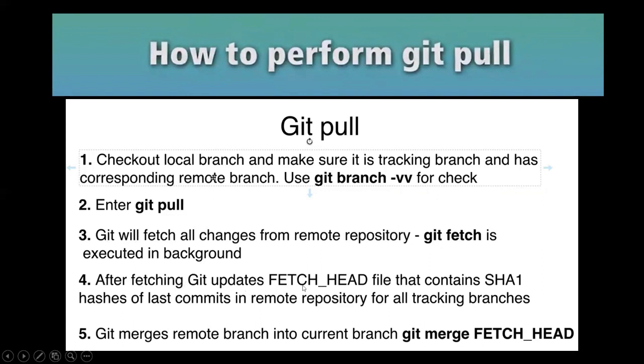After fetching, Git updates the FETCH_HEAD file. I tell you that a file is created which is called FETCH_HEAD, that contains the SHA of the last commits in the remote repository. Git merges the remote branch into the current branch. Git merge, merge head. Okay, just the next slide.